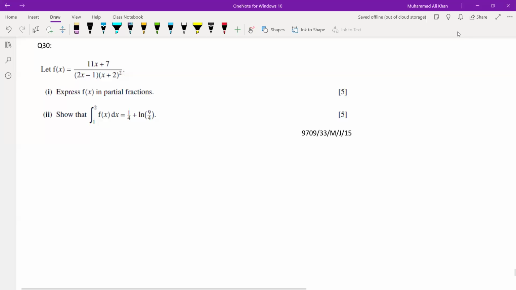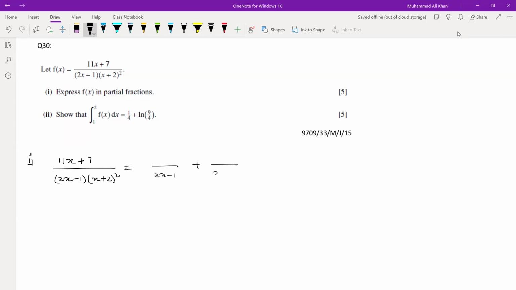Okay students, now question number 30 is May June 15, paper 3-3. First partial fraction question. What is the degree of numerator? What is the degree of denominator? 3. It's a proper fraction, right? So now the first, 11x plus 7 divided by (2x minus 1)(x plus 2) whole square equals, first 2x minus 1, second x plus 2 with power 1, third x plus 2 with power 2.